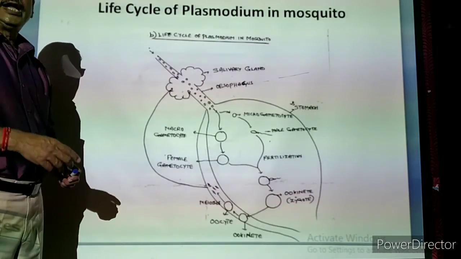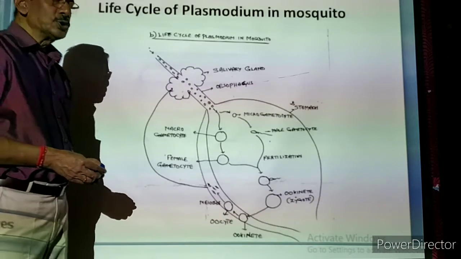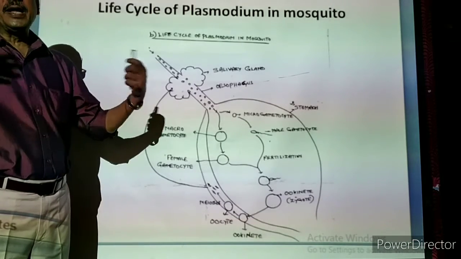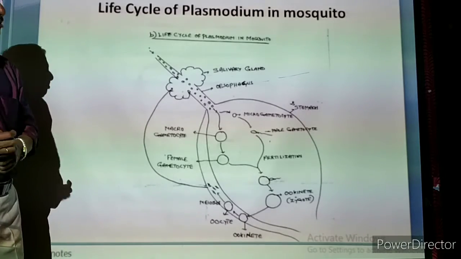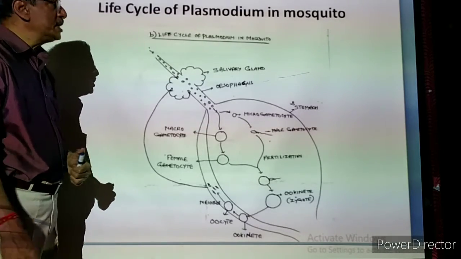By this way, an enormous number of mosquitoes will be involved and it is spreading the disease to human society. So many people will be affected by this disease, that is malarial fever.